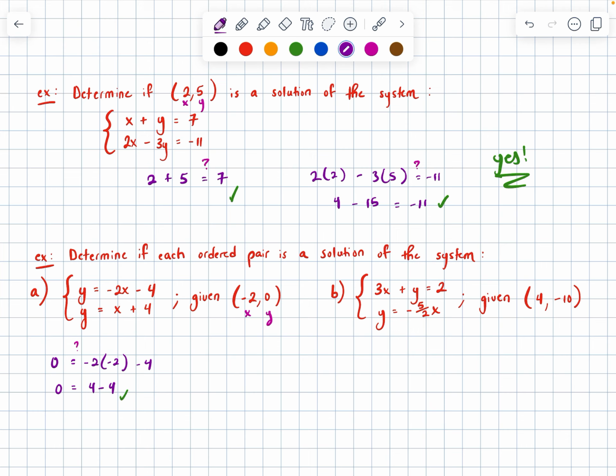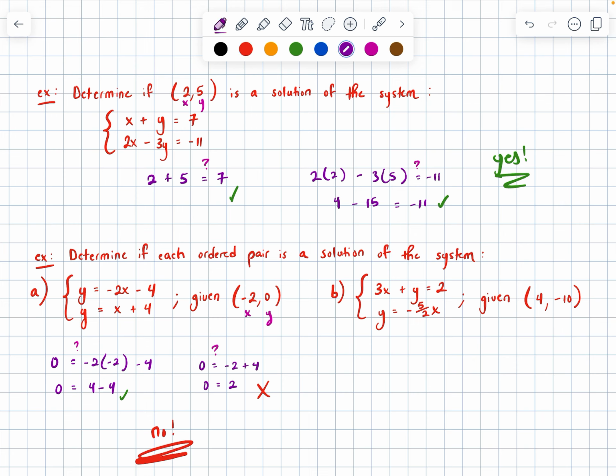For our second one, I want to see, is 0 equal to x, which is negative 2 plus 4? Here, negative 2 plus 4, well, that's positive 2. Is 0 equal to 2? No. So even though the one on the left is correct, the one on the right is not true. Our goal of solving is to make both true. So no, this is not a solution. It does not solve both of our equations.